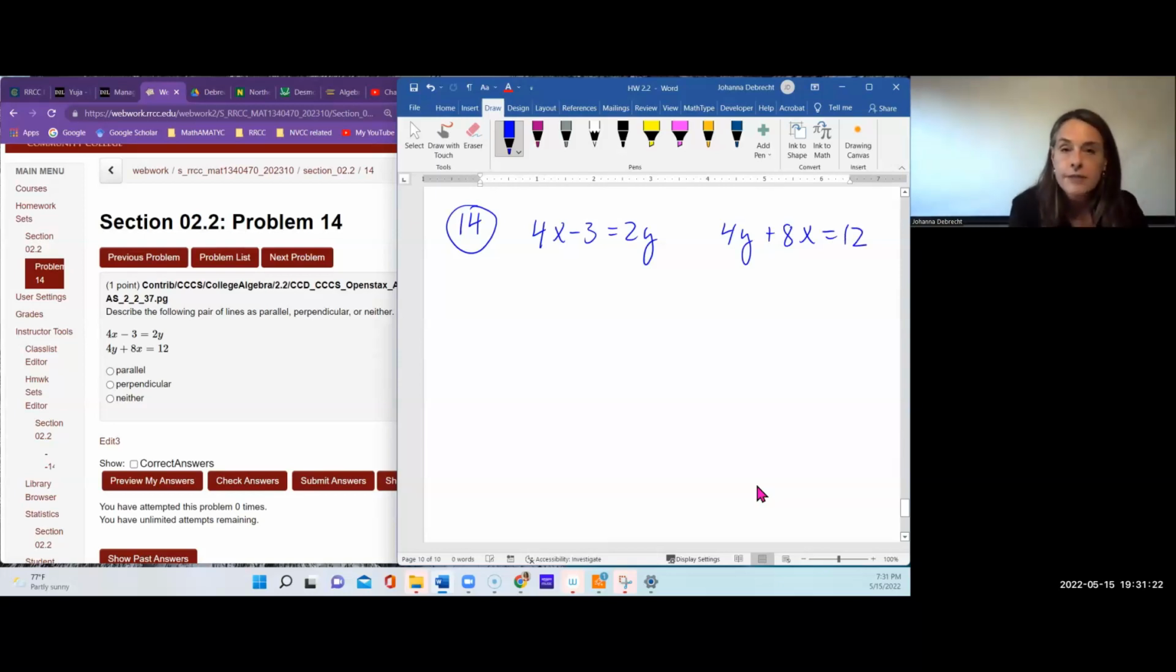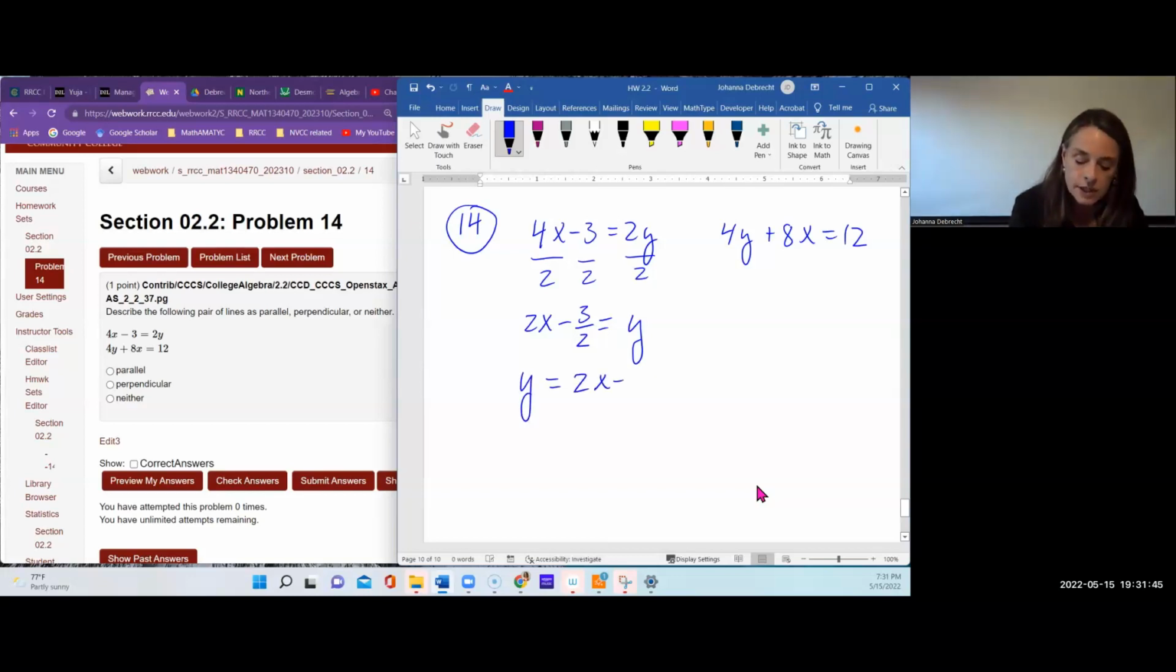For the one on the left, I'm going to solve it for y by dividing every term individually by 2. This leads to the following equation in slope-intercept form. Y equal 2x minus 3/2. If it looks weird with the y on the right, you can always turn around and write it on the left, since anything that's equal is equal on both sides.